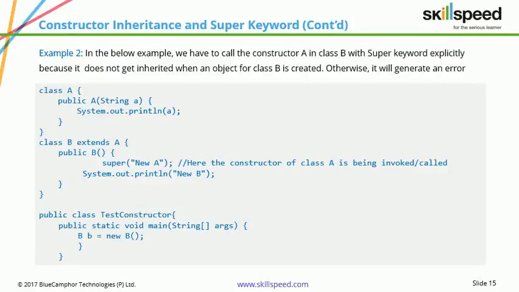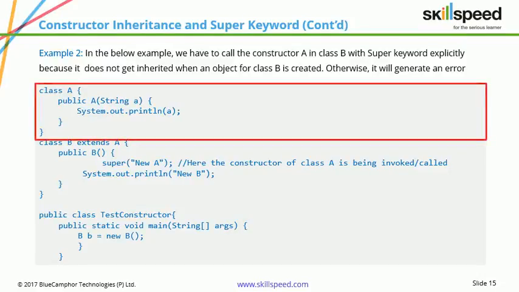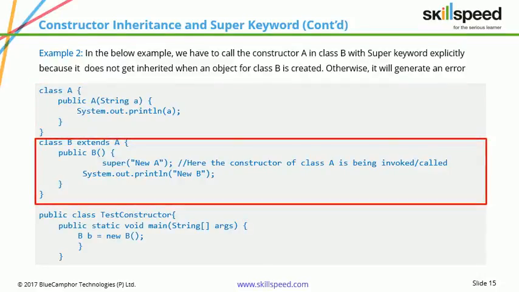In this example, we have to call the constructor A in the class B with the super keyword explicitly because it does not get inherited when an object for the class B is created. If we don't call the constructor explicitly using the super keyword, it will generate an error. I have the class A in which I have the constructor public A which takes a string parameter, and I am printing that string in the next line of the constructor. Then I have the class B which is extending class A, and I have a constructor public B in which I am calling the constructor A using super, and I am passing a value "new A".